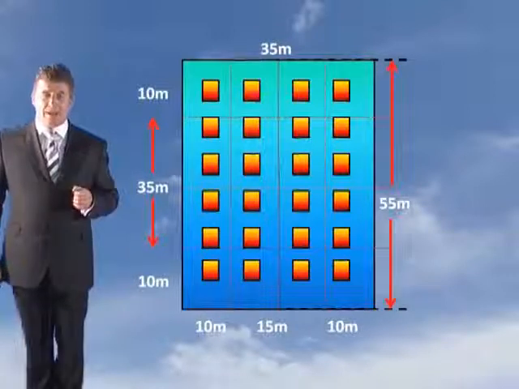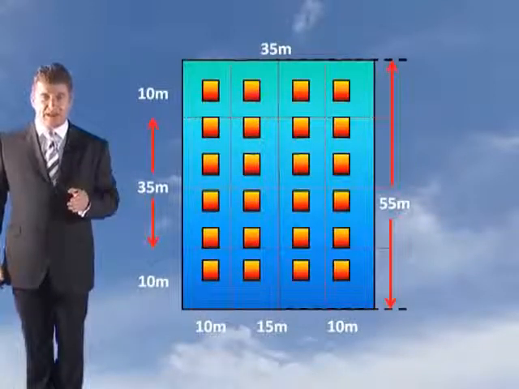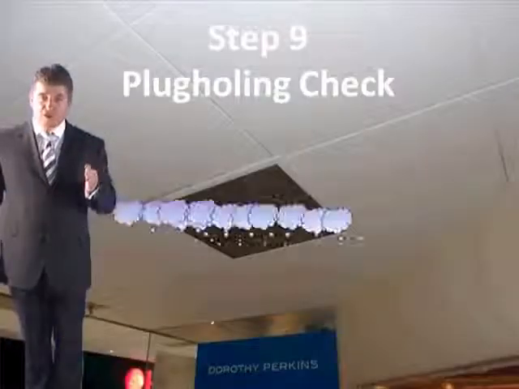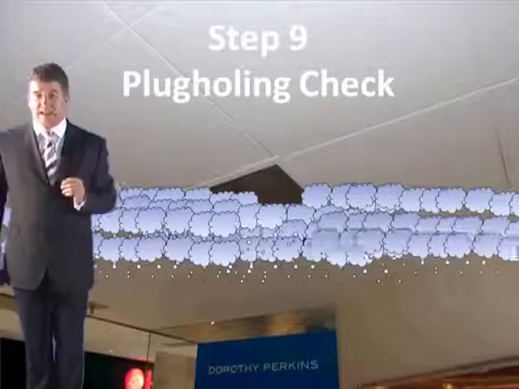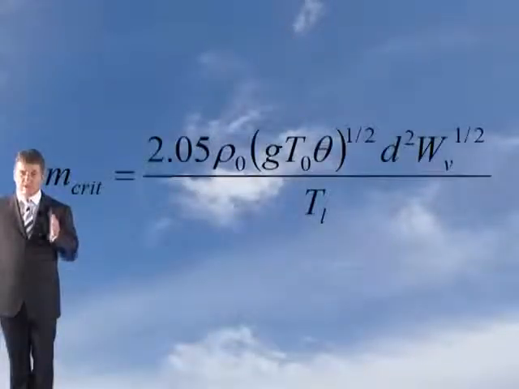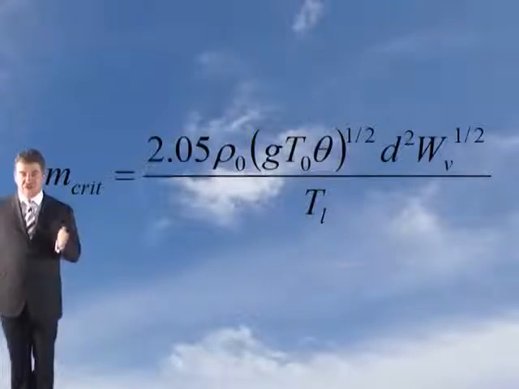So that covers step 8. So we know where we're going to put the ventilators now and how many we need. What you need to do now is work out the plug holing check, and this applies to both natural and mechanical ventilation, the plug holing check. Now don't forget there's 2 models to determine if plug holing will occur, and this depends on where the ventilator is located. Now the model to use when the ventilator is more than 2 metres from the edge, as is the case we are using now, more than 2 metres, is this formula here.